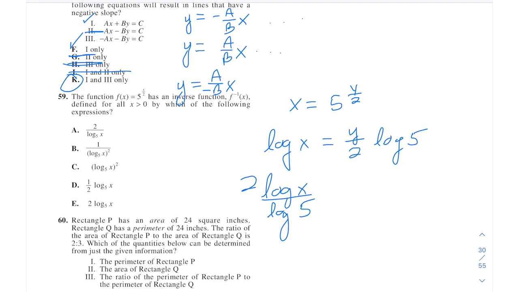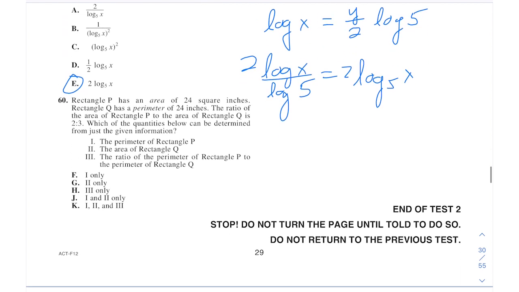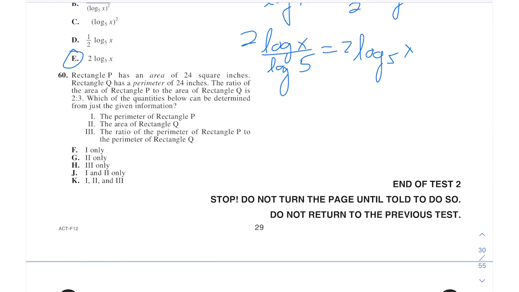Ugh. Then they want us to do change of base formula for that. Okay. So here, that's going to be log base 5 of x times 2. Okay, 2 times log base 5 of x. That's a tricky one for number 59. All right, 60.